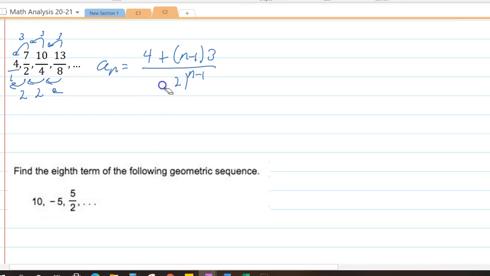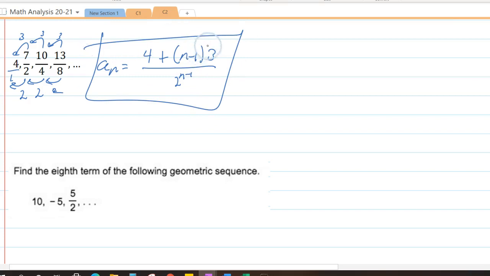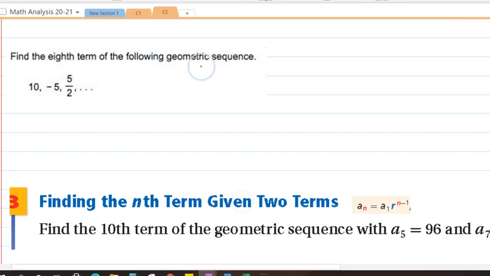So because I don't need to show the 1 in front, I can get rid of the parentheses also, and I can rewrite it a little simpler as n minus 1 on top. So we have an arithmetic sequence on top and a geometric sequence on the bottom. Now they say find the 8th term of the following geometric sequence.